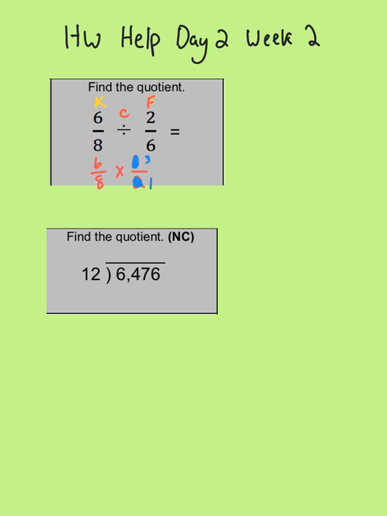Now I'm going to multiply. So 6 times 3 is 18. 8 times 1 is 8, which is 18 over 8. Now, I can reduce that further by dividing by 2, because they're both even numbers, which is 9 over 4.